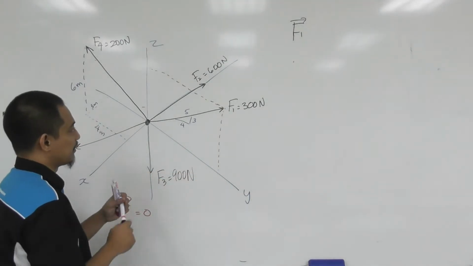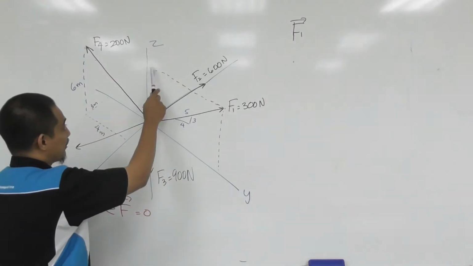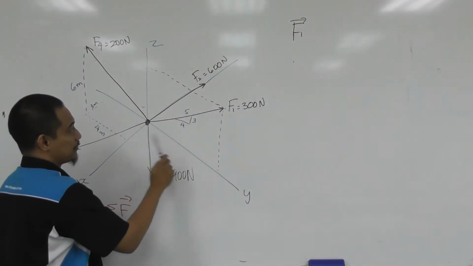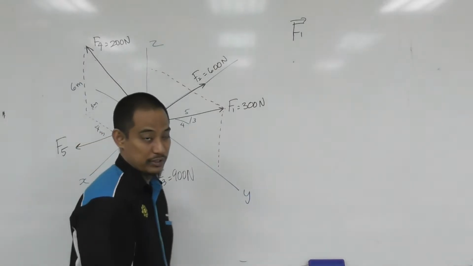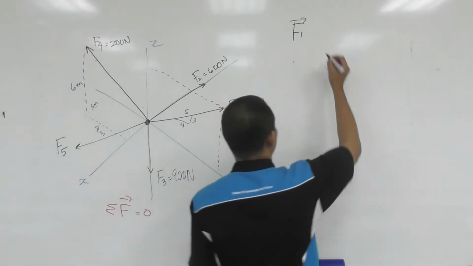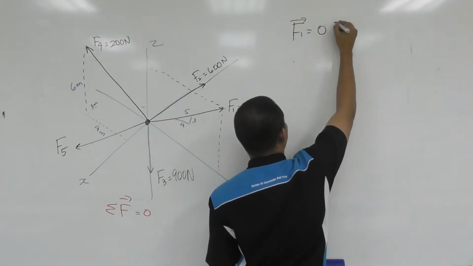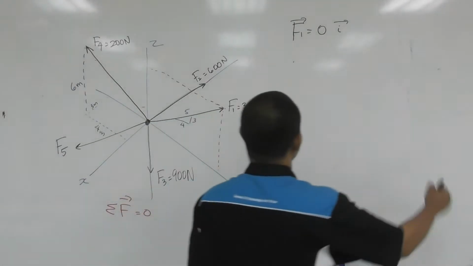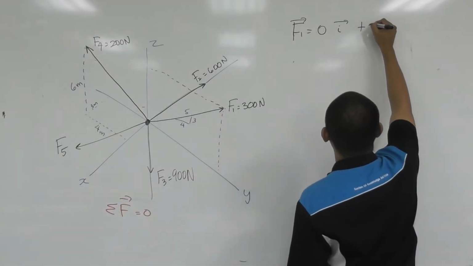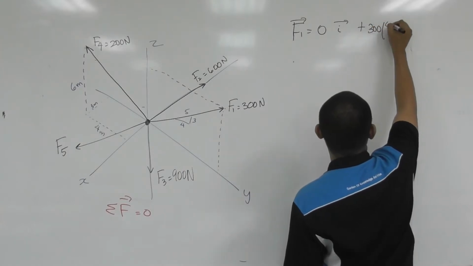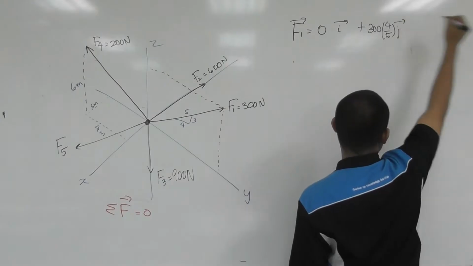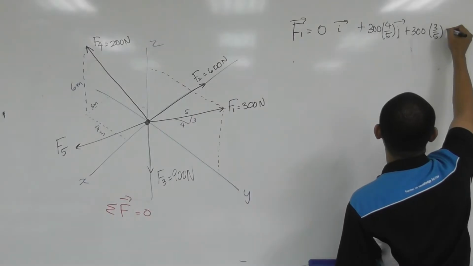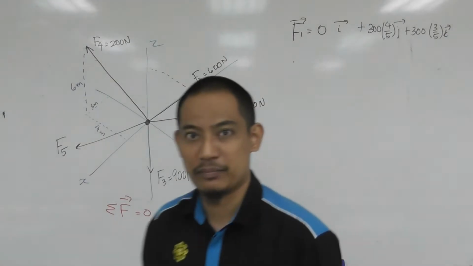Right. So hopefully you can understand from the diagram that when you have a line like this, this is the line parallel to Z, this is the line parallel to Y, meaning it's on the YZ plane. When it's on the YZ plane, obviously X equals 0, right? X component, so 0i, and then plus Y component is this one, right? So plus 300 4/5 j plus 300 3/5 k.